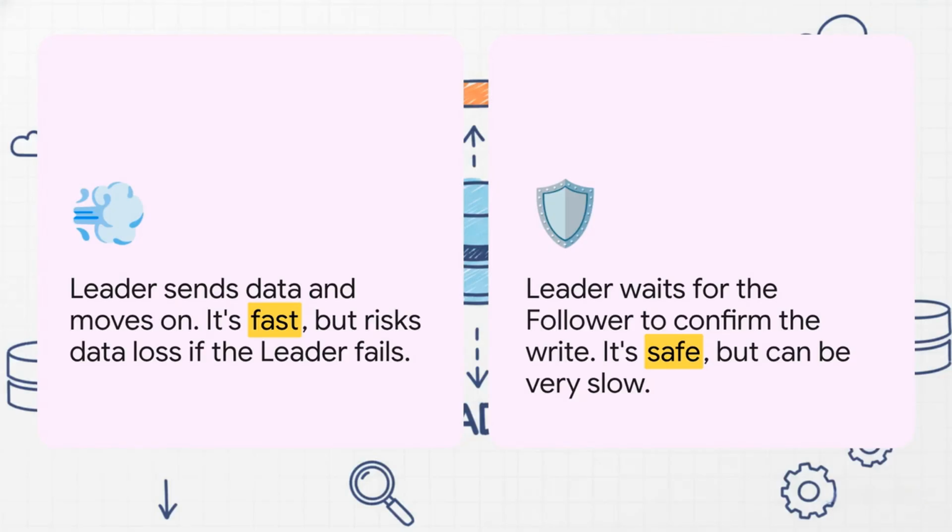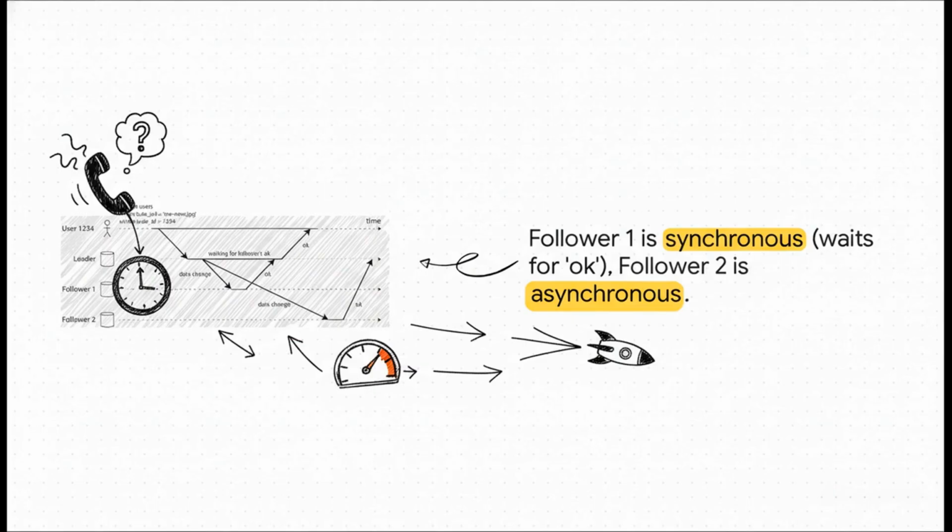First, you have asynchronous. Think of this like sending a text message. The leader just fires off the update to the followers and says, "Okay, my job is done," and moves on. It's super fast, but it's also a little risky. Then you have synchronous. This is more like making a phone call. The leader sends the update and then just waits until the follower picks up and says, "Yep, got it, it's saved." It's way safer, but it can be painfully slow.